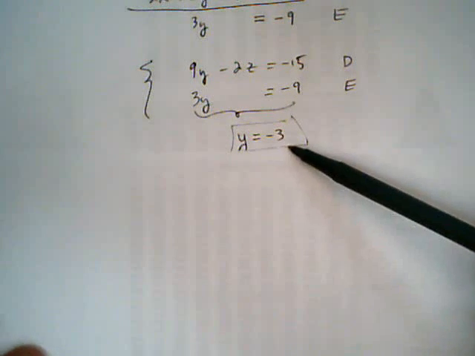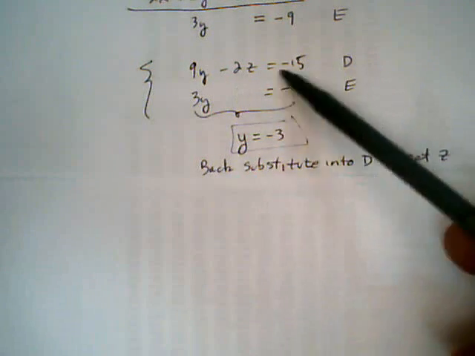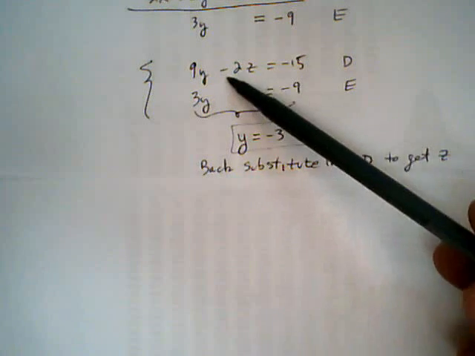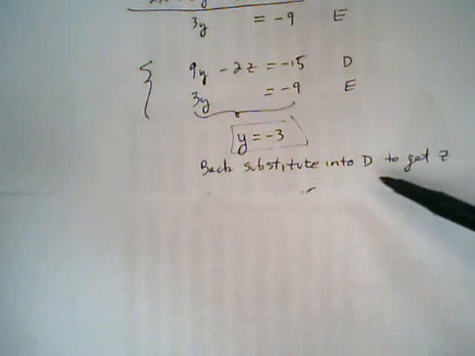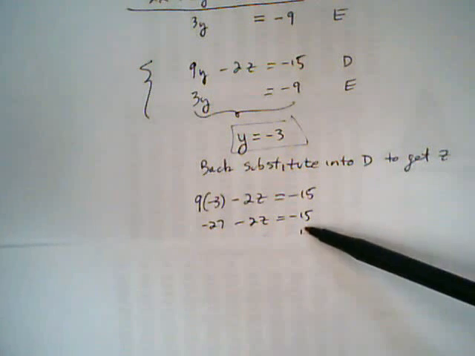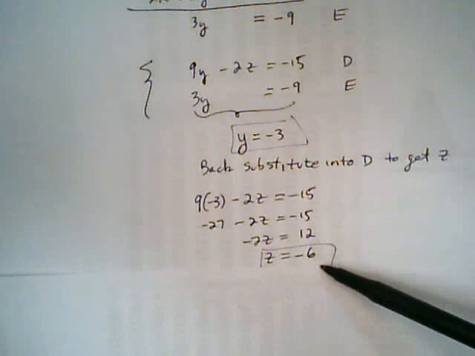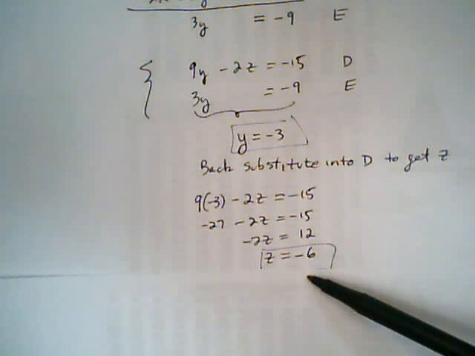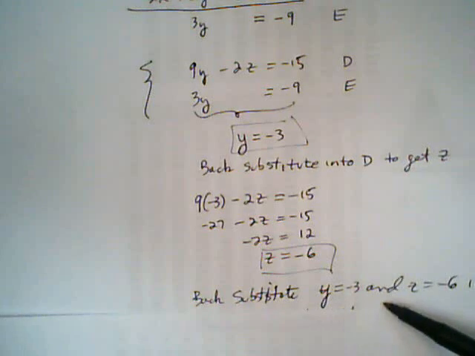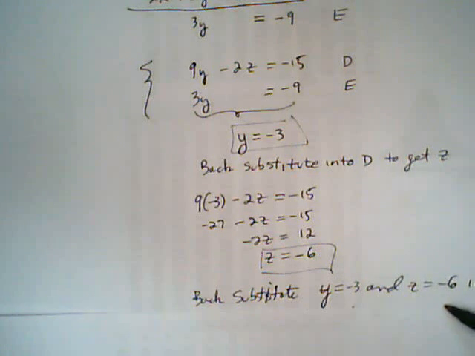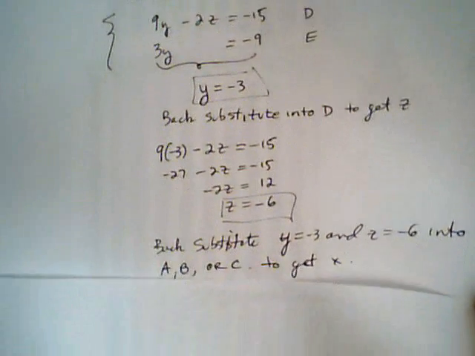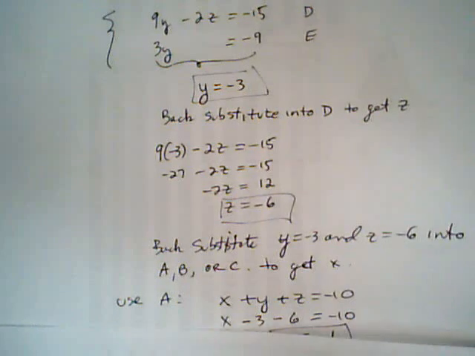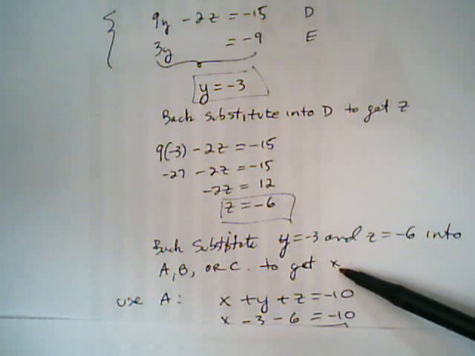Once you have that, you back substitute into the same system. This time I'm going to use d because it contains the variable that I need, z. So I substitute in, solve for z. Those are the details. Then I take both of these numbers, y and z, and I put those back into one of the 3 original equations because I need to get x, and it's those 3 equations that contain the x.